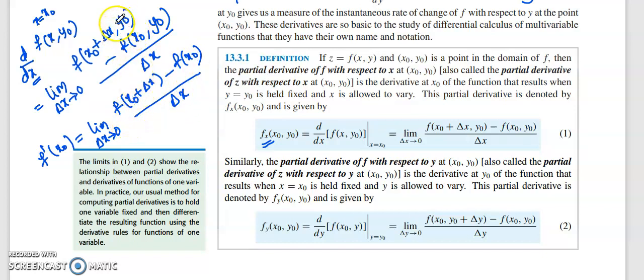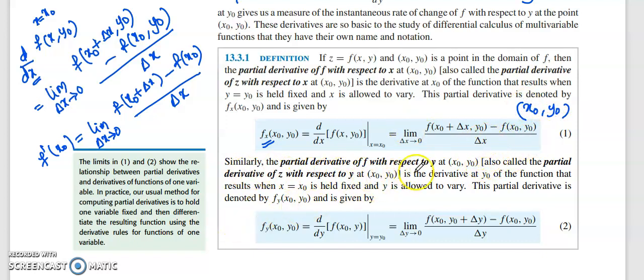What is extra here is that you have a y0 also, where y0 is constant. When y0 is constant, what remains is a function of x. So you can evaluate the partial derivative as the derivative of a single variable function. This is the limit definition for the partial derivative with respect to x. y0 is fixed, and x changes from x0 to x0 plus delta x. This is the partial derivative at a point: if we are given a point (x0, y0), it is the partial derivative at that point.